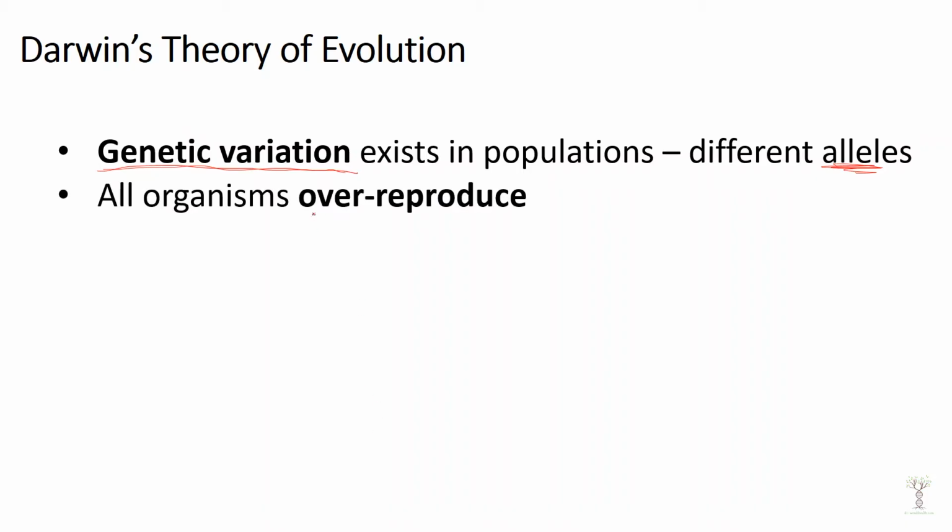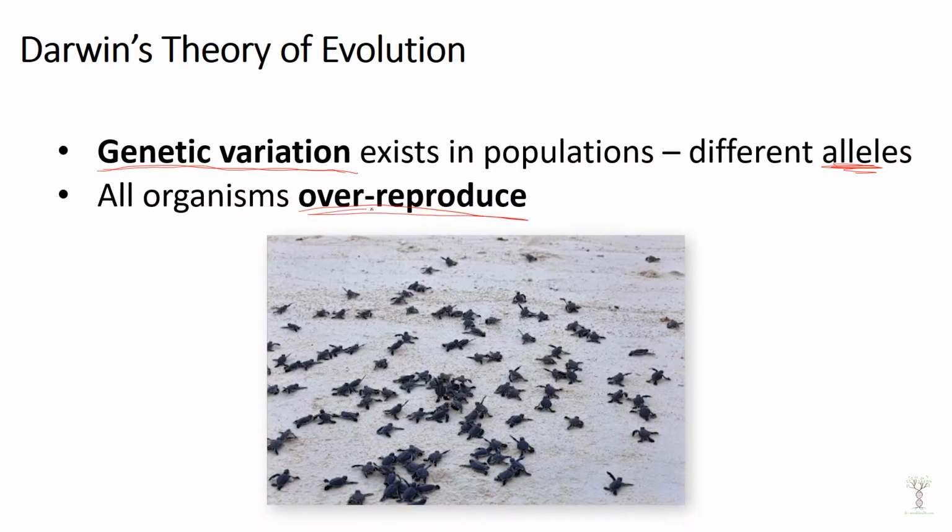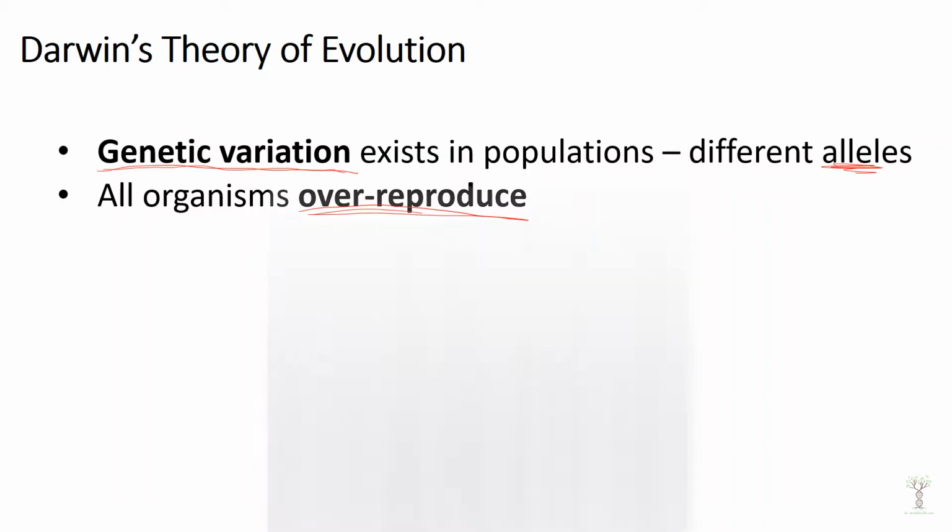All organisms over-reproduce. If you look at this example of baby turtles, only 1% of baby turtles make it from eggs to adults. Look at how much plants reproduce. They produce tons of seeds and fruit. How many of those actually end up growing into a new plant, right? Humans also over-reproduce.